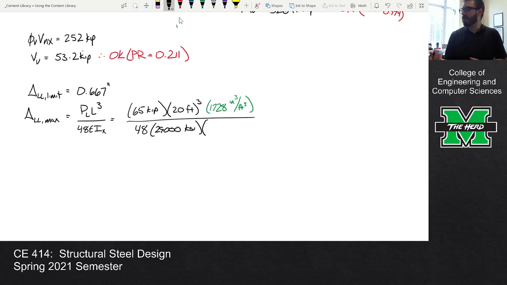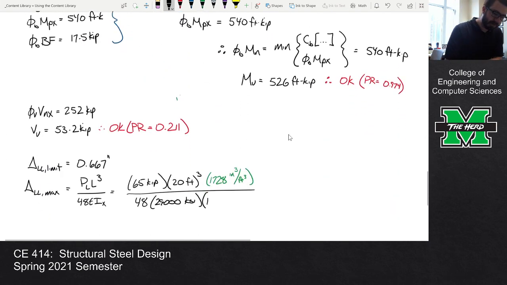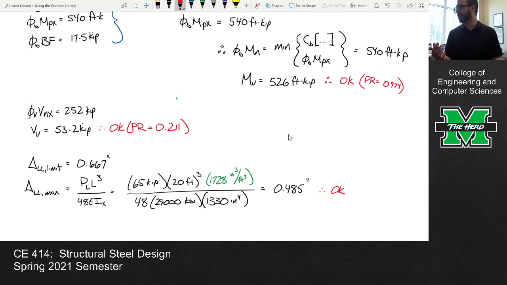And for the moment of inertia, just use the actual moment of inertia of the beam, which we looked up, was 1330 inches to the fourth. And when we chug this out, we get 0.485. So that's okay, because 0.485 is the actual deflection, and we're limited to 0.667. So we're under the limit.